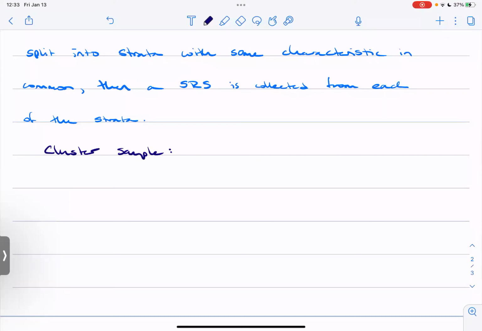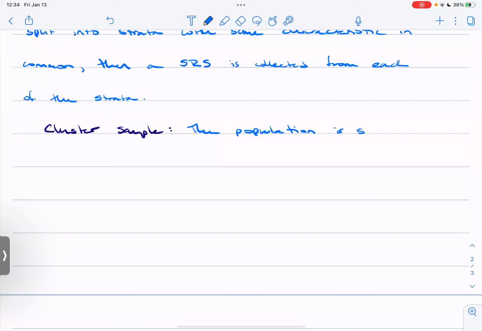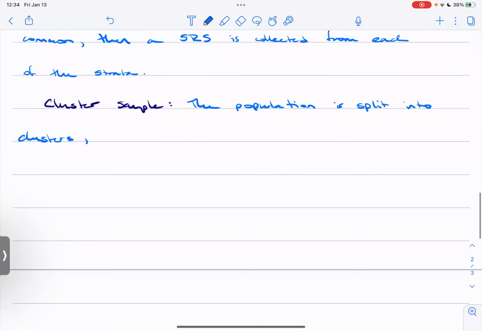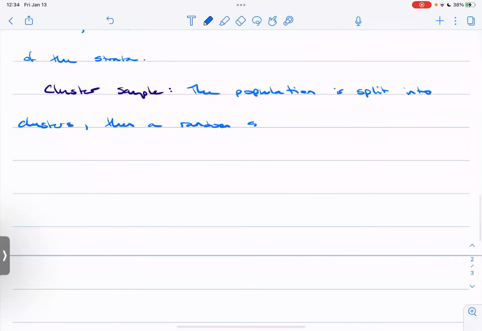A cluster sample, then, the population is split into clusters. Sometimes it's just a matter of how you want to argue things. But if you think about Kelowna, where people live in Kelowna, there's people who live downtown, there's people who live down here in the Mission, there's people who live in Rutland, Glenmore. Where you live doesn't necessarily mean anything about what program you're in at the college. And so then those would just be clusters. So the population is split, and a random sample of clusters makes up your sample.